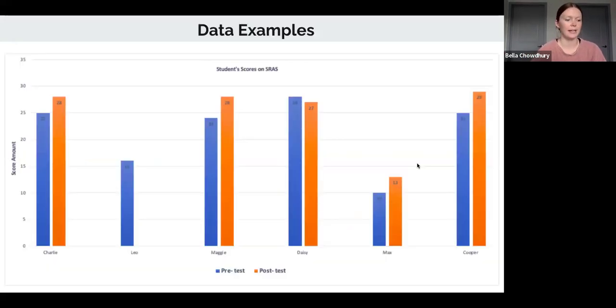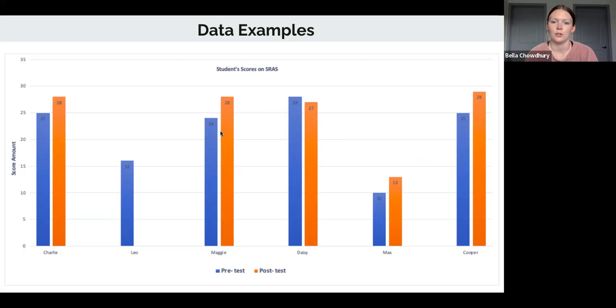And then some more data. These are showing their pre and post test scores. And so this data is really interesting, especially looking at how spotty and kind of inconsistent most of their attendance were for all the students.